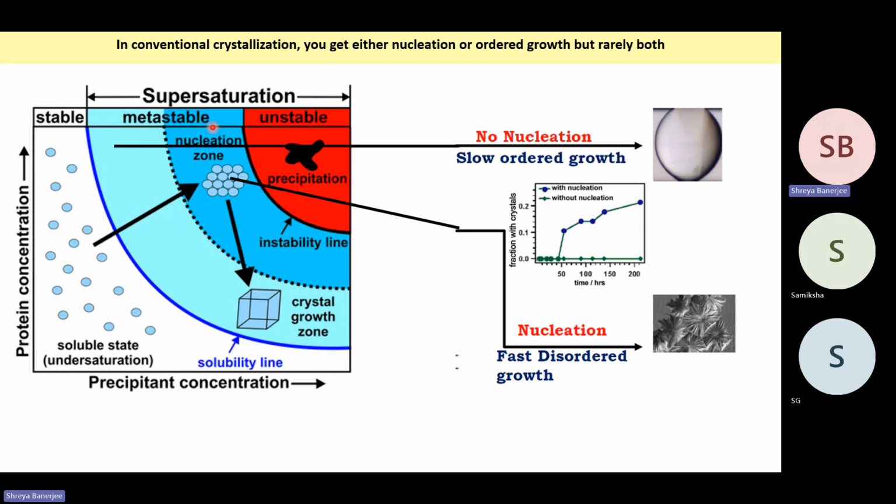So yeah, this chart we have already seen. And so yeah, this is not that. So if there is no nucleation, this is just explaining the different zones, the crystal growth zone and the nucleation zone. This is not that important.